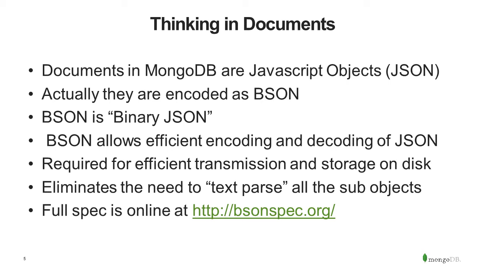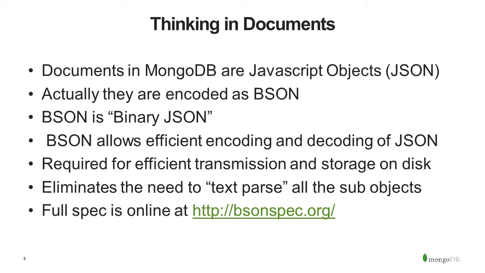Within the database, we don't actually store straight up JSON. That would be horrendously inefficient to store, to parse, and to transmit over the wire. So they're actually encoded in a binary format, BSON, which is short for binary JSON. And so effectively we include type information and length information, so it makes it much more efficient to pull a document out and to parse it quickly. Otherwise, we would have to text parse all the sub-objects, and that would take an enormous amount of time. Every time you moved an object from one part of the system to the other, you would need to reparse it.